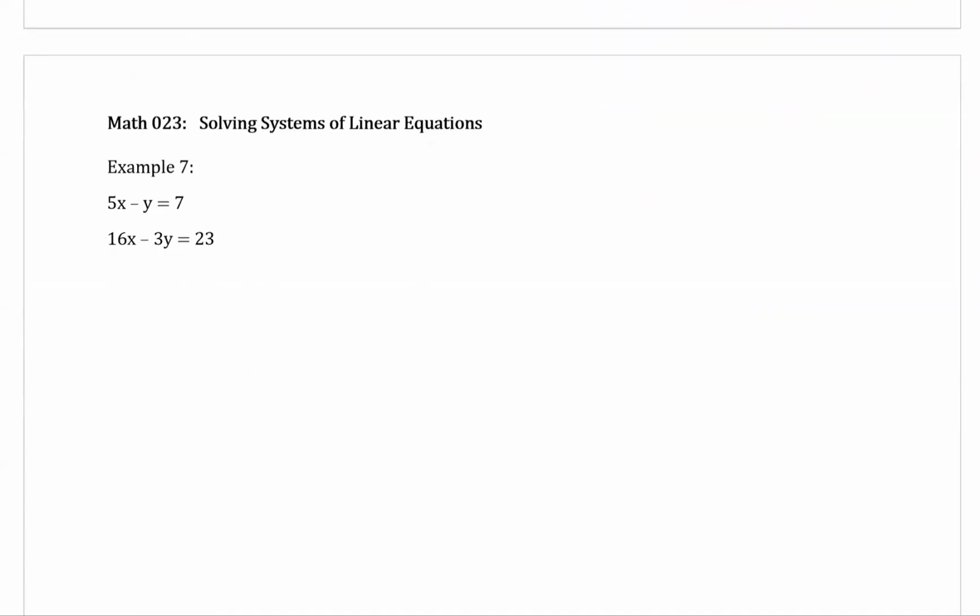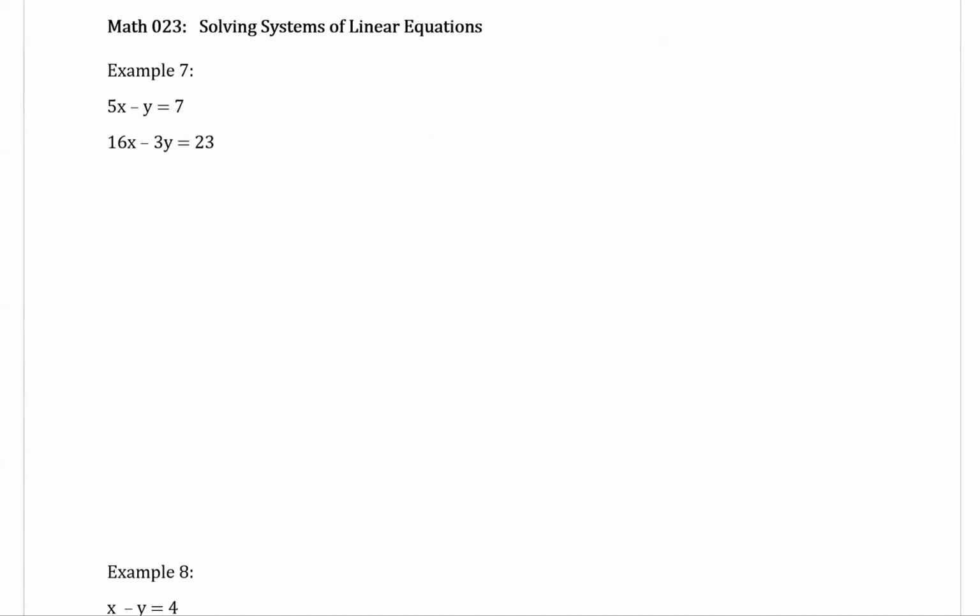All right, let's try number 7. To avoid fractions, I'm going to solve the first equation for y. So I'm going to subtract 5x from both sides, and then divide everything by -1. I'm going to substitute 5x minus 7 in for y in the second equation.